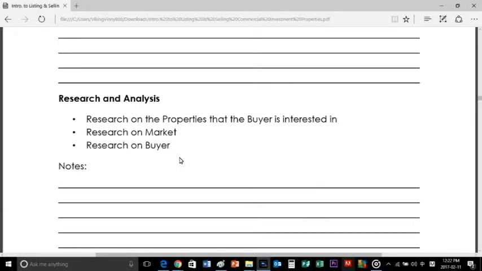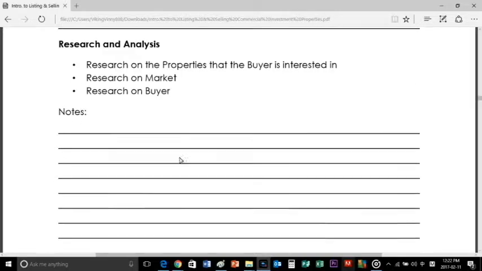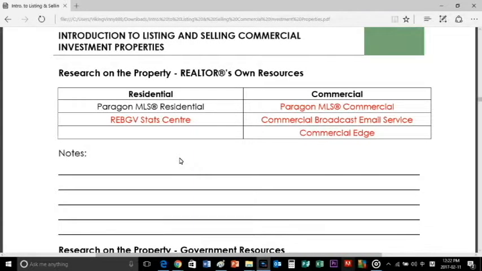Research and analysis. Research on the properties that the buyer is interested in, the market, and the buyer. Research on the property. Realtor's own resources. Residential, you've got Paragon MLS Residential. Commercial, you've got Paragon MLS Commercial. Residential, you've got the REBGV Stat Center. Commercial has a commercial broadcast email service and commercial edge.